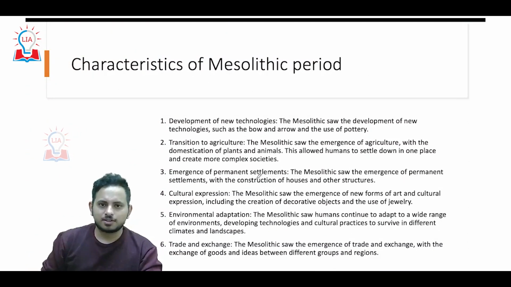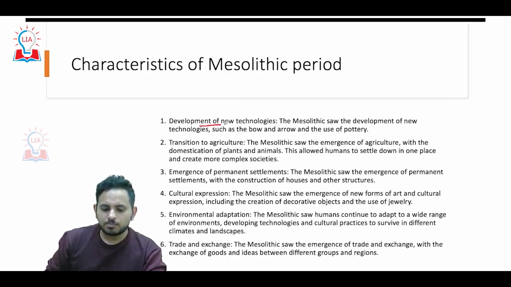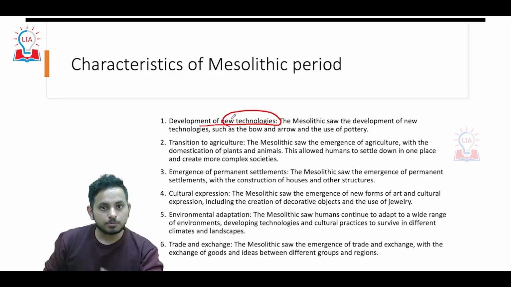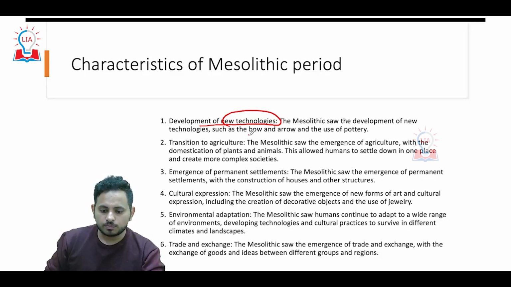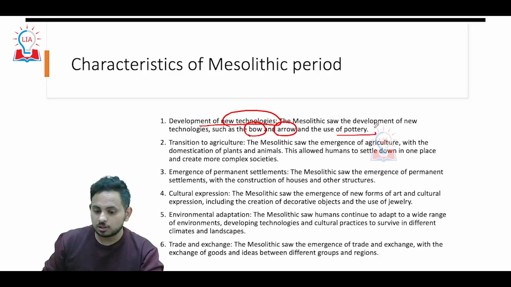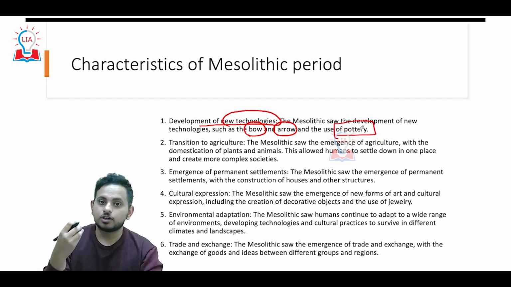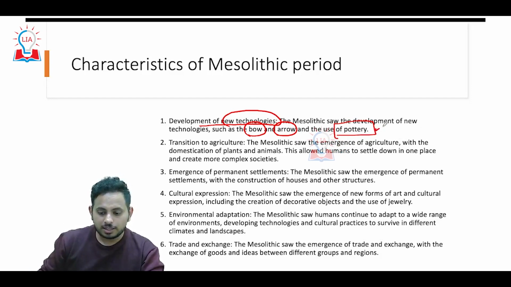So what are the characteristic features? Let's look at this. Development of new technologies. The Mesolithic period also saw a very good improvement in technology, that is agriculture and also the bow and arrow. Also, the use of pottery began. Though we haven't got wheel-made pottery till now, handmade pottery was present in the Mesolithic period.